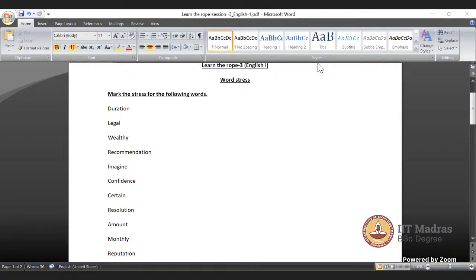Which part gets stressed? The first one, right? We just said that if it ends in Y, then it will take the stress on the first one. Yeah. Recommendation. Again, second last. Which one? Penultimate, second last. The second last syllable is the one that is stressed. So recommendation. Megha, you are right.